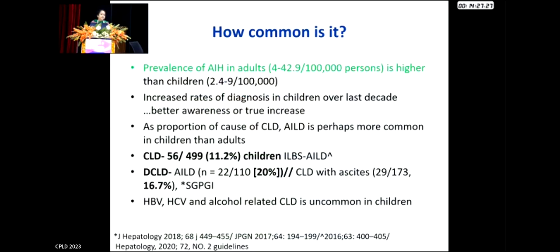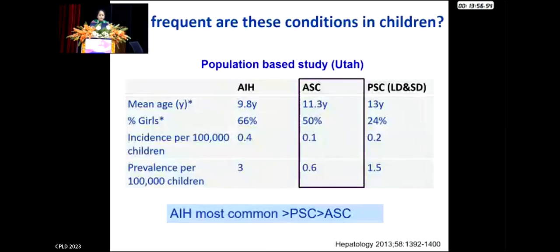So how common is it? The prevalence of autoimmune hepatitis is much higher in adults as compared to children. But still, the rates in children have gone up, whether because of a true increase or because of better awareness, we do not know. But as a proportion of etiology of CLD, AILD is perhaps more common in children. It accounts for about 11 to 20% of all chronic liver disease in children as compared to adults, where HBV, HCV, and alcohol perhaps take a greater share.